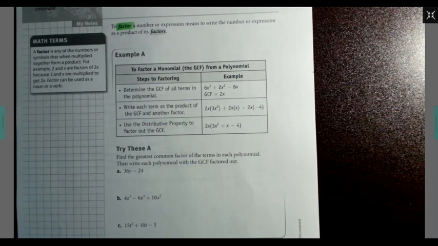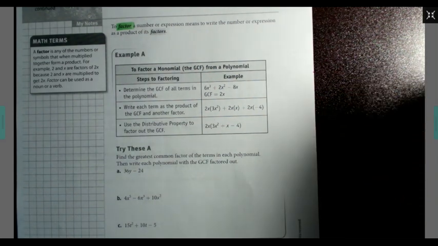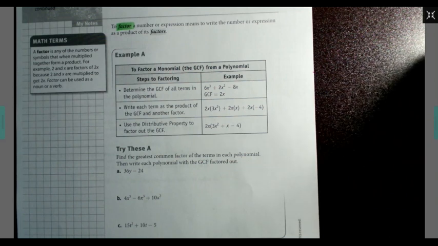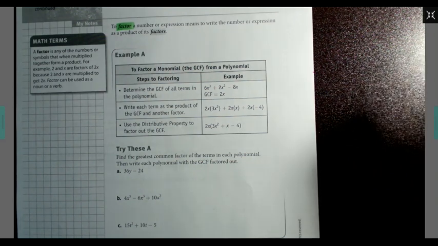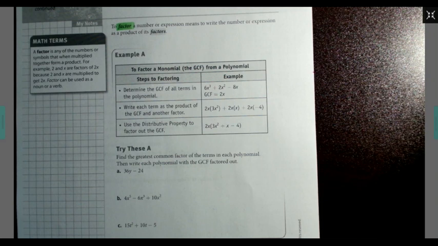Last example A. To factor a number or expression means to write the number or expression as a product of its factors. Math terms: a factor is any of the numbers or symbols that, when multiplied together, form a product. For example, 2 and x are factors of 2x because 2 and x are multiplied to get 2x. Factor can be used as a noun or a verb.